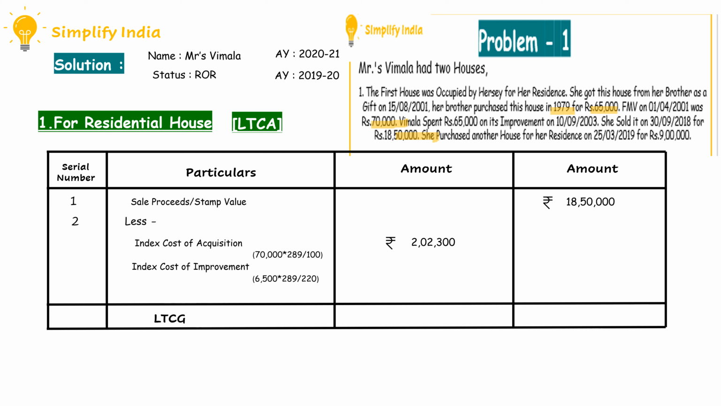We have taken amount 6,500 and the CII value for the current year is 289 divided by CII value in the year of improvement made. The improvement was made in the year 10/9/2013. So the CII value for the year 2013-14 is 220. We have to take it down. So 6,500 into 289 divided by 220, we will get 8,538.